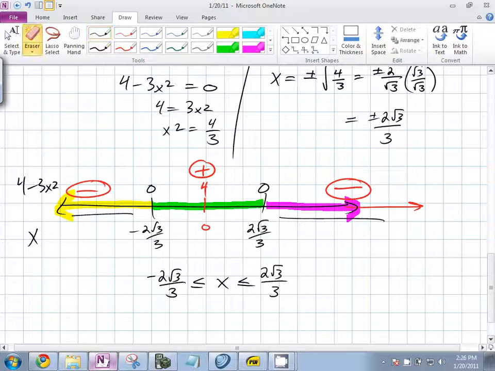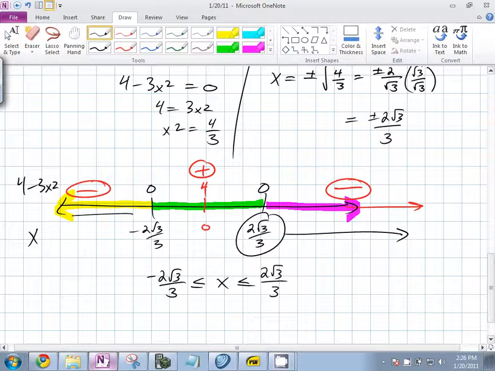Here's the value 2 root 3 over 3. A billion, trillion, gazillion. Do you agree that that's bigger than that? Yeah. What's 4 minus 3 times a billion quadrillion squared? What's 4 minus a billion? Is it negative or positive? Negative, right? So therefore, everything has to be negative to the right and left of those values. And then in between, when you plug in 0, what's 4 minus 0? So it's positive in between. Therefore, we want it when it's positive, so it's in between.